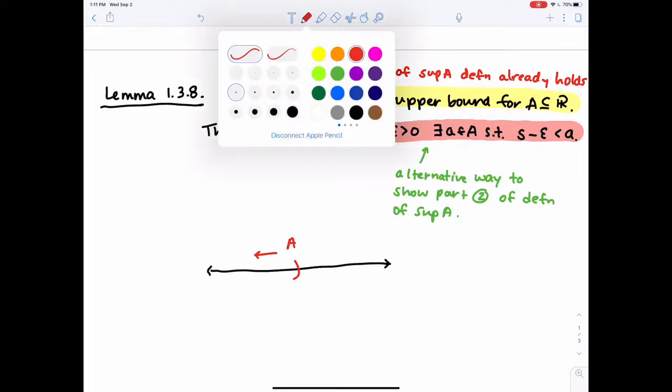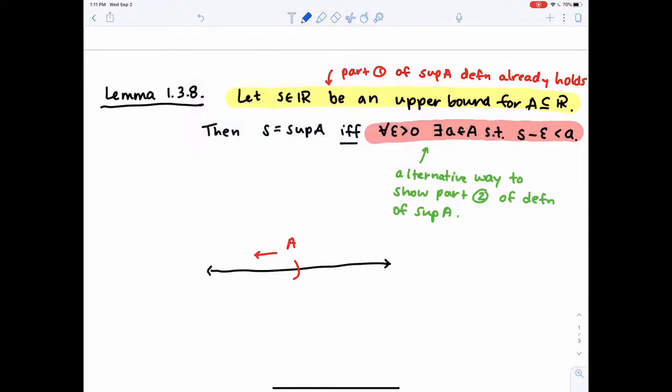Then what this is saying is, if I have my sup, which I'm trying to say is S, and I subtract an epsilon off of it, so I make it just a little bit smaller, then I'm supposed to be able to find some little number a in here. It could be that a is S itself in the event that S is in the set. So here I'm supposed to get that there exists a little a in A that's larger than S minus epsilon.